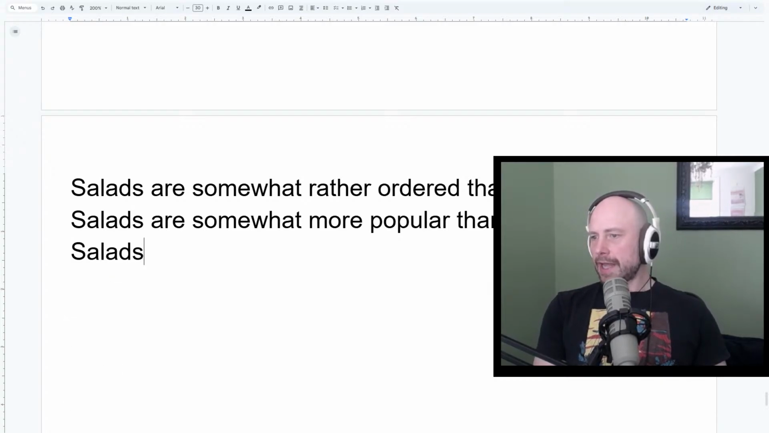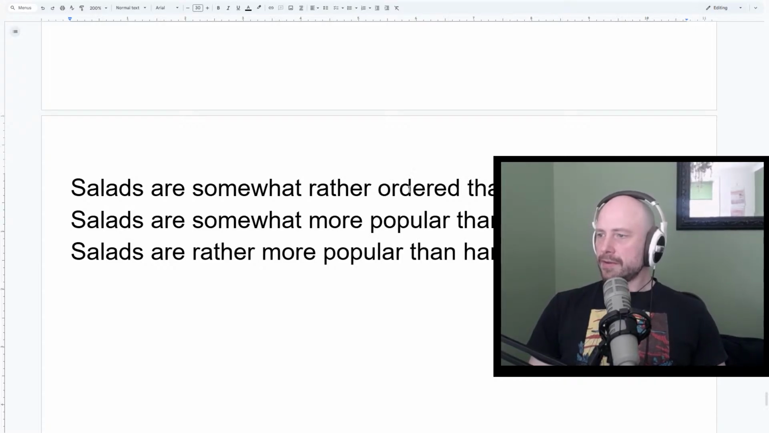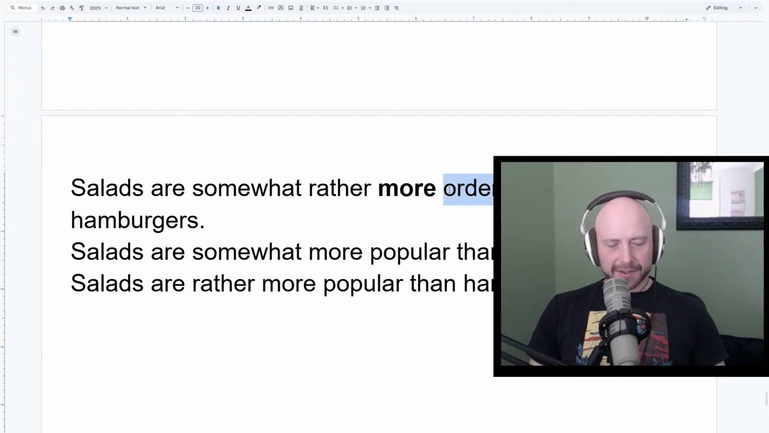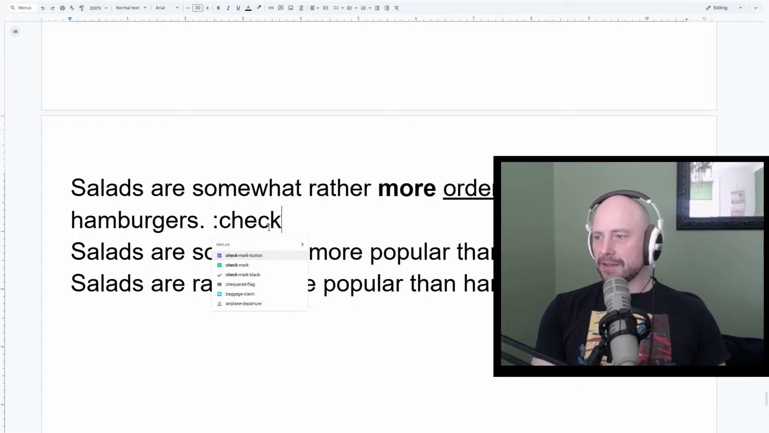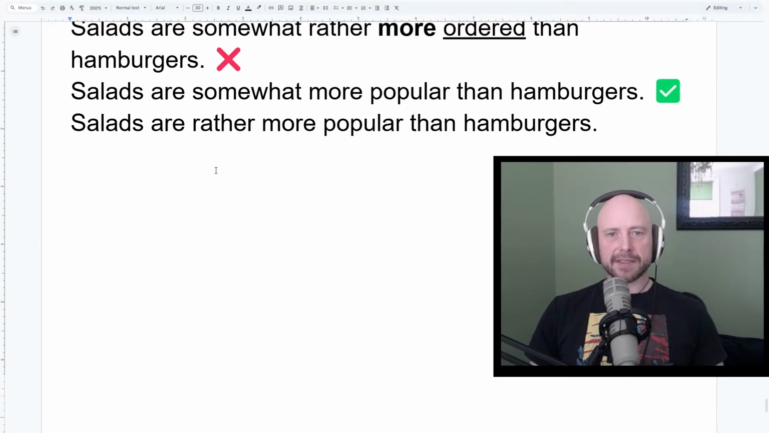Or salads are rather more popular than hamburgers. Also possible. But with ordered, you're missing the word more, for one. You need to say more. But then ordered also doesn't sound great in the way you're using it, because it sounds like you're talking about being organized rather than ordering from a restaurant. So that's why. And my face in the way. There you go.